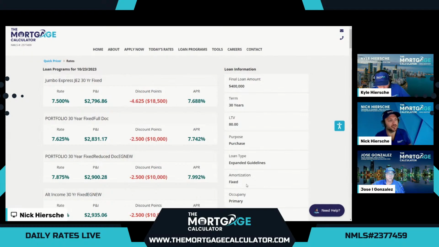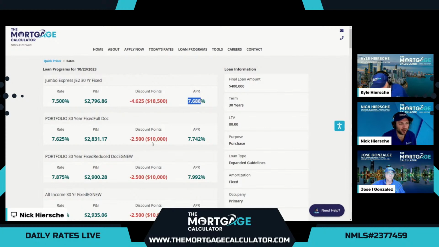All right. So again, it's a little bit misleading when we have the rates going crazy. This option could be viable with some lender credits, a 7.5 rate, 4.625 discount points and cost. So that's probably a little too much unless we get some credits. Puts the final APR at 7.688.